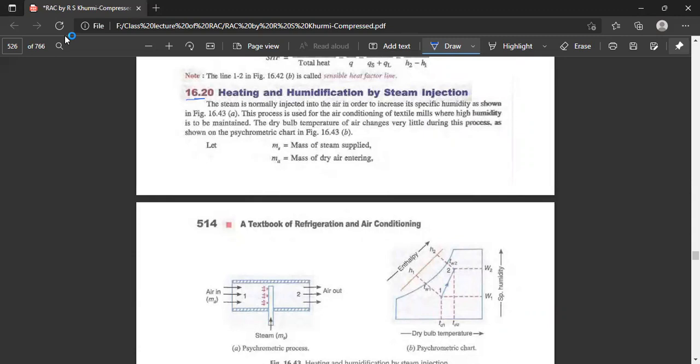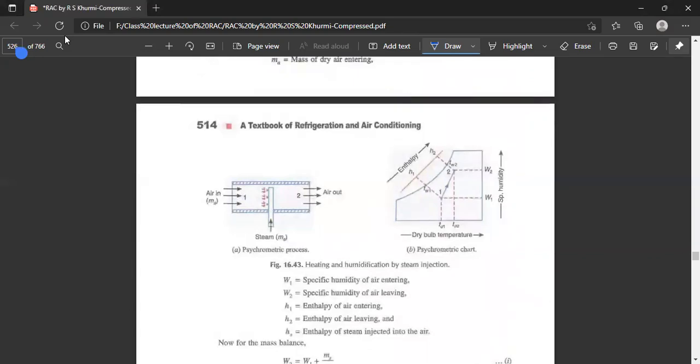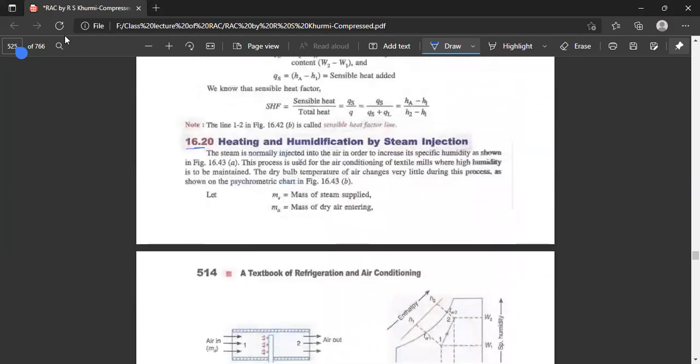Now, steam is generally injected into the air in order to increase the specific humidity, as in the figure shown here. This process is used for air conditioning of textile mills, where high humidity is required to be maintained. The dry bulb temperature of air changes very little during this process, as shown in the psychrometric chart below.